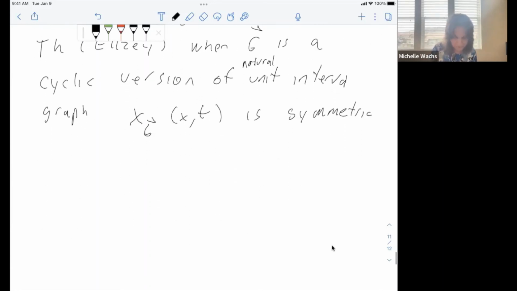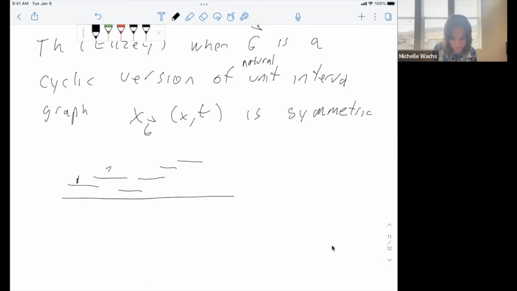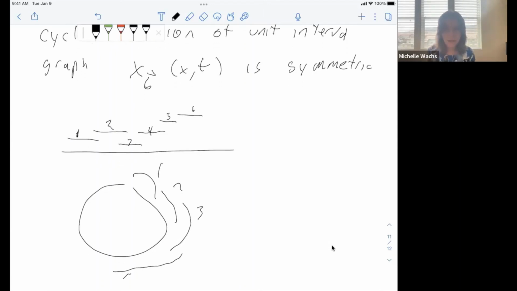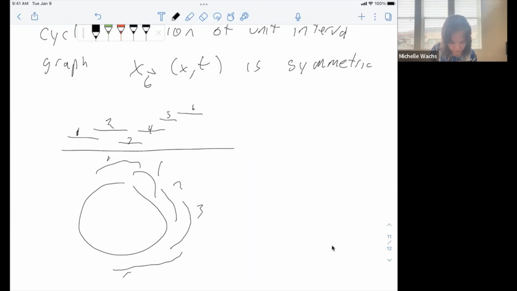So we take a cyclic version. The natural unit interval graph can be obtained from these unit intervals. You form a graph when they intersect, and you label these intervals from left to right. If you do a similar thing on the circle, you take these arcs instead of intervals, and when they intersect, you label them, let's say, clockwise, and when they intersect, you have an edge of the graph. So here's the nth one, and it's overlapping with 1. The graph that you get is called a circular indifference digraph.